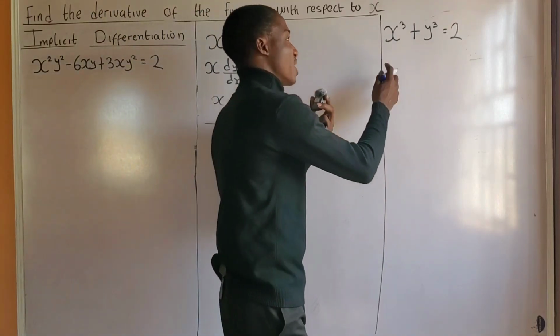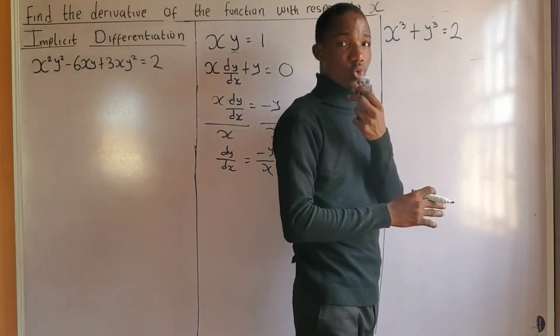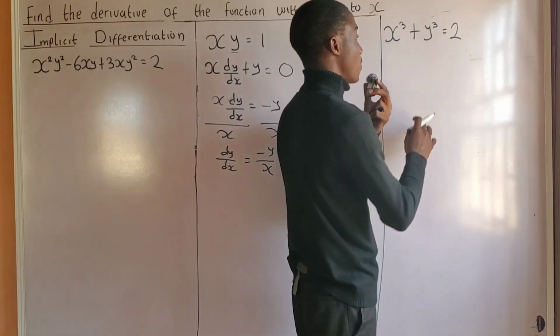Okay, what of this? We have x cubed plus y cubed equals 2. How do we find the derivative of this function?